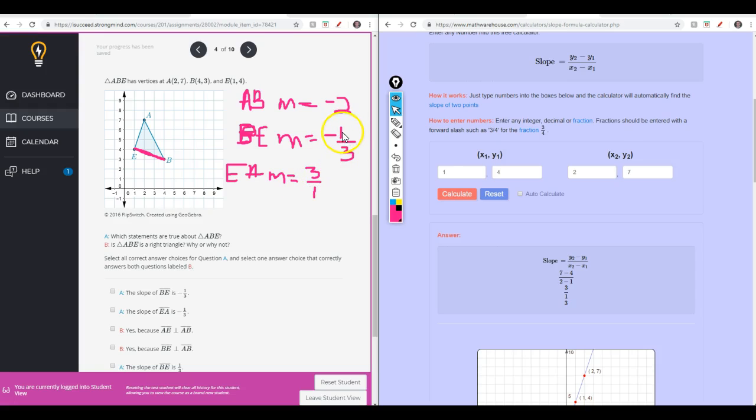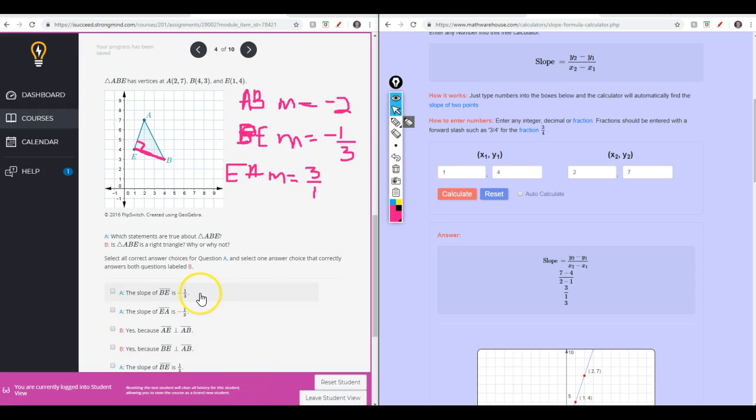Then I notice that this is 1/3. A reciprocal would be flipped on its head, so it'll be 3/1, which it is. So yes, it is a right triangle. That means that this angle right here is 90 degrees because these two side lengths are perpendicular. So that's what I'm going to be looking for.